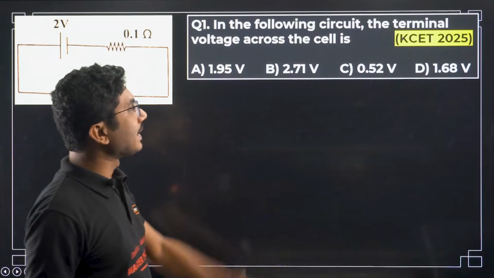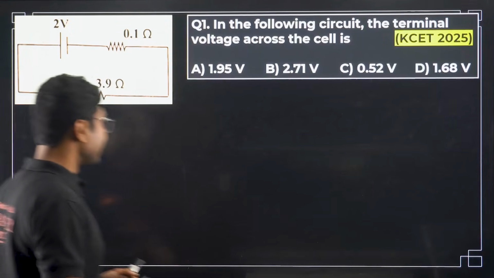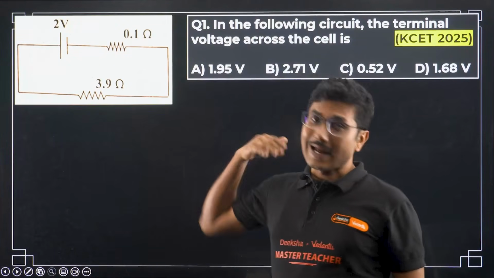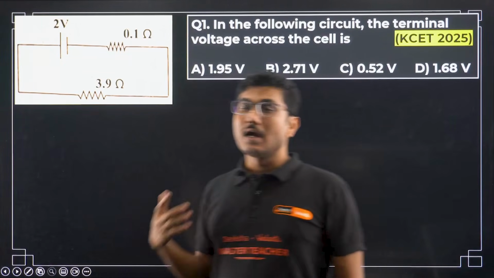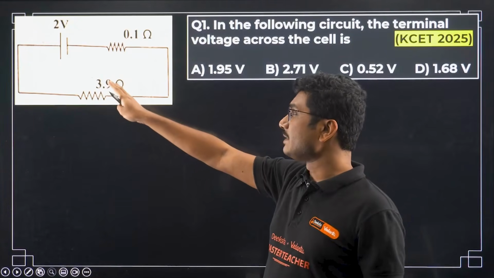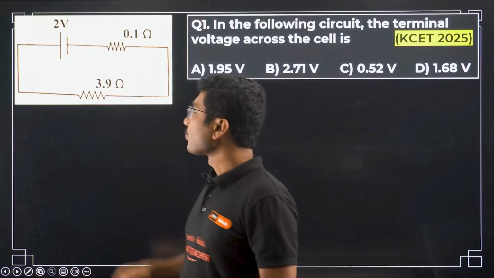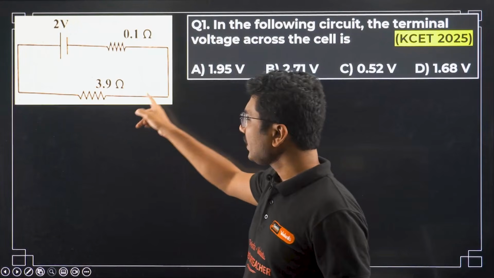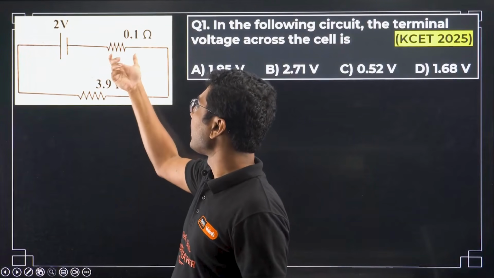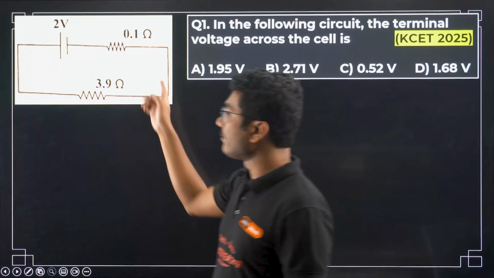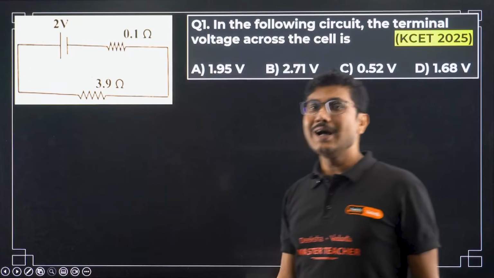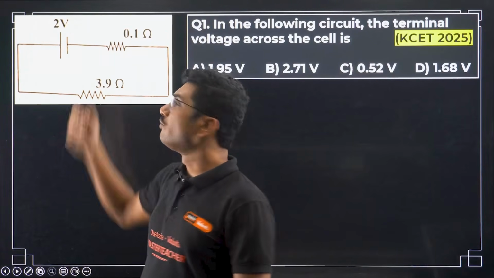In the following circuit, the terminal voltage across the cell is. Just pardon me for the slightly poor quality of the picture, because it is taken directly from the question paper. We do not have any printed question available as of now, but I think you can see this picture clearly without much issue. Here we have a battery, a resistance of 3.9 ohm and another internal resistance of the battery, that is 0.1 ohm. Whenever you see a circuit diagram like this, you will know that this resistance is nothing but the internal resistance, and we have a 2-volt cell.